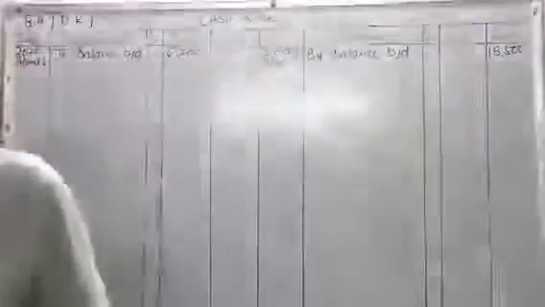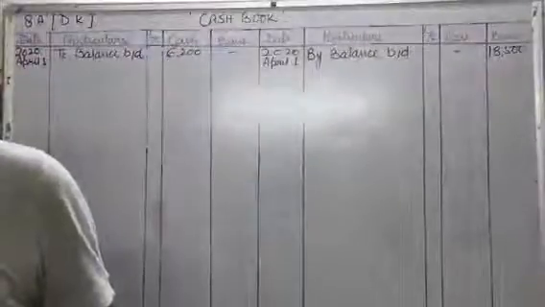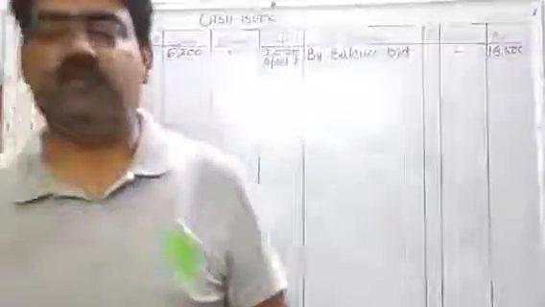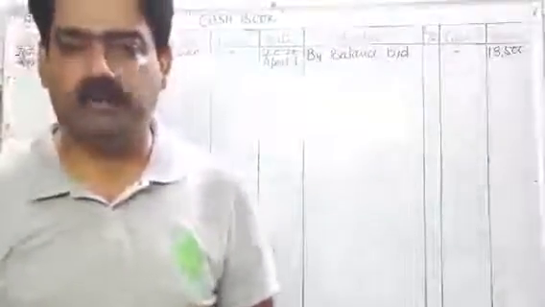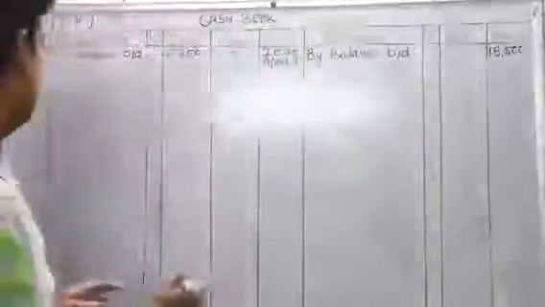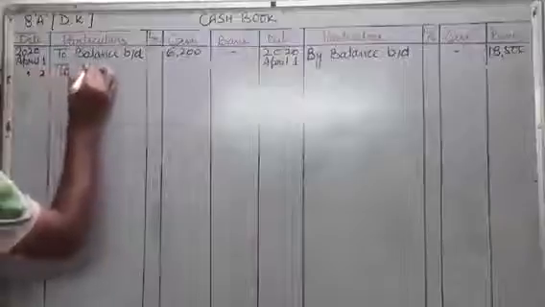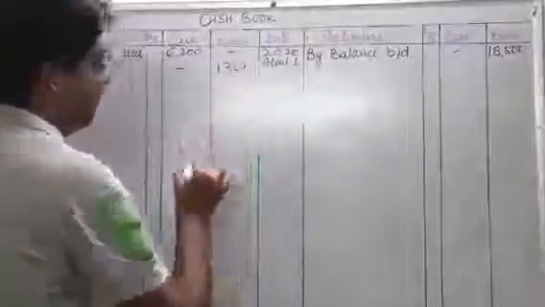Next transaction is on April 2. Received a check from Hari and paid it into bank on the same day. See, we are receiving a check from Hari and we are depositing that check immediately into our bank. So our entry will be bank account debit to Hari and amount is 1,300. April 2, this is our one of the receipt to Hari. 1,300 rupees will come in bank column.